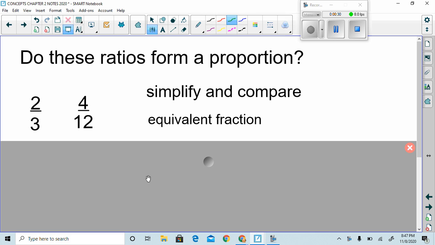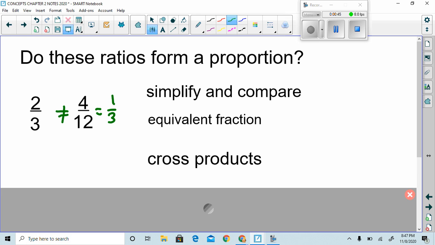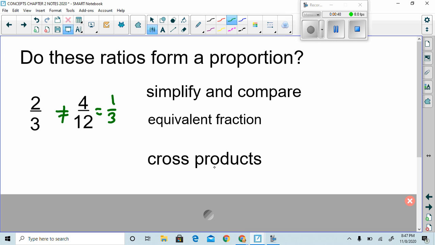Well, 2/3 is already simplified, but if I take 4/12 and divide by a common factor of 4, I get 1/3. So these are not a proportion. Another method would be to use cross products. Cross product says let's take 2 times 12 and compare that to 4 times 3. Well, I have 24, and 24 does not equal 12, so once again, not a proportion.